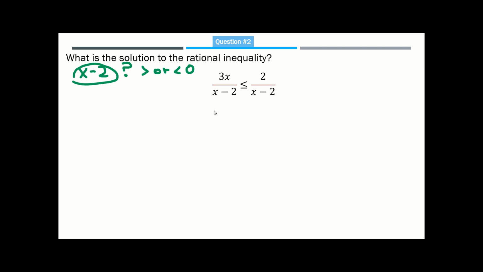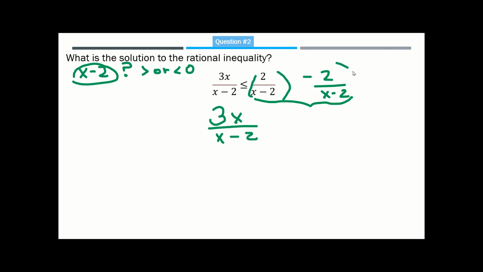So my only option here is to move everything to one side. So I'm going to choose to move this to the left. So I'm essentially going to be subtracting 2 over x minus 2 from both sides. So I'll be left with 0 here, and I have 3x over x minus 2. And since I subtracted it from the right, I've got to subtract it from the left. And we don't have to worry about that inequality symbol flipping or changing. So we're left with 0 over here.